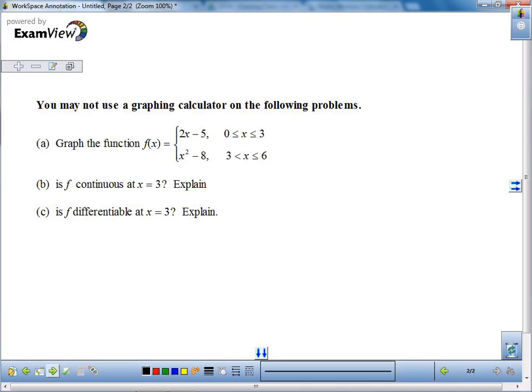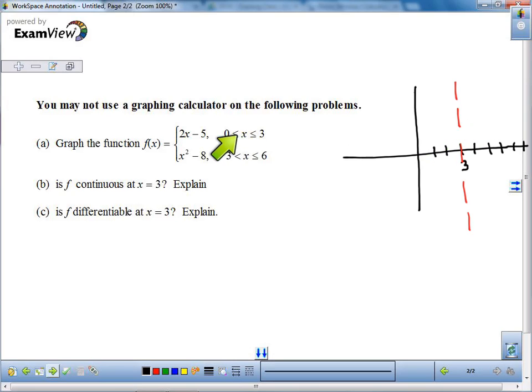First thing we're going to do is graph the function. So what I'm going to do is draw a vertical line at x equals 3. Remember that this doesn't indicate a vertical asymptote. This is just a line to help us graph the left and the right of 3.